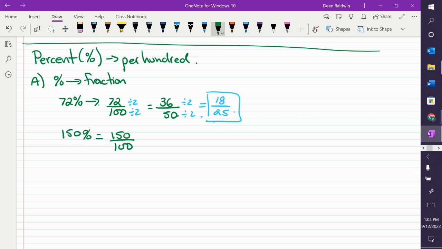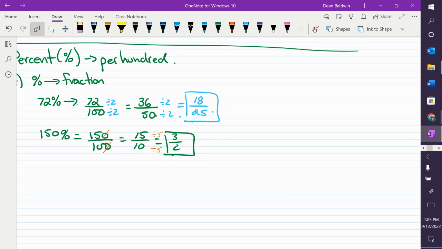Now, what do I do to simplify this? What's a quick step if you have zeros on top and bottom? 10, but also you can do this. Dividing by 10 is the same as just knocking off zeros. Have you seen that before? If you have a 0 above and below, you can just knock them off. That's the same as dividing by 10. So this would be 15 over 10. 5 goes into both of those, which gives me 3 over 2. Okay, that's percent to fraction.